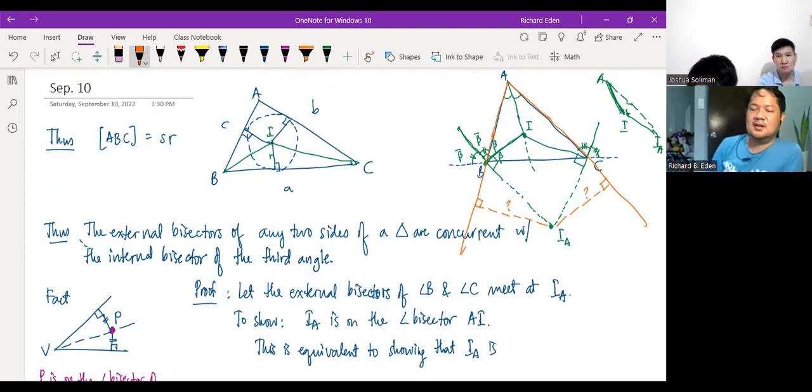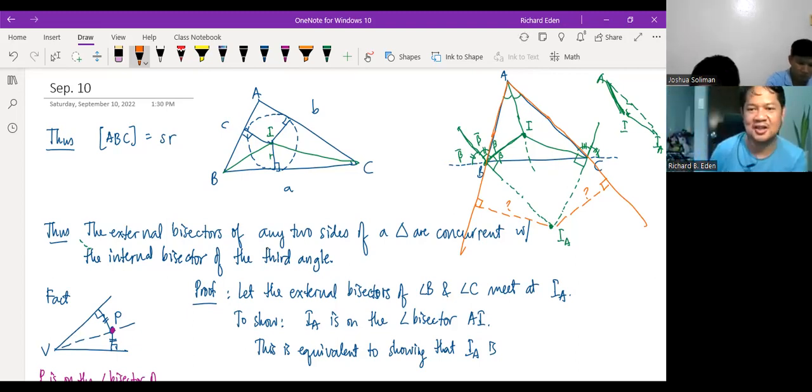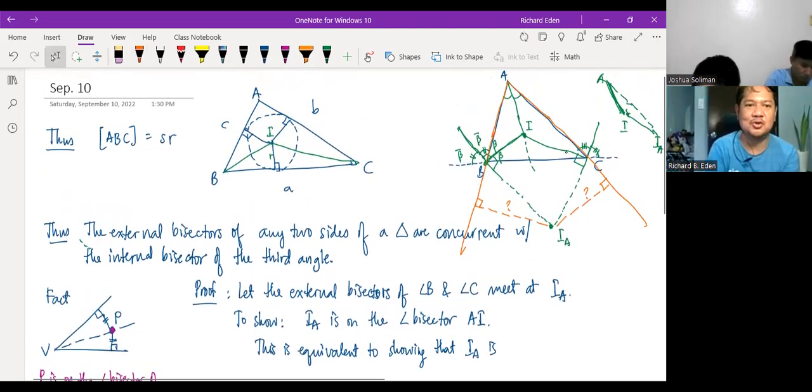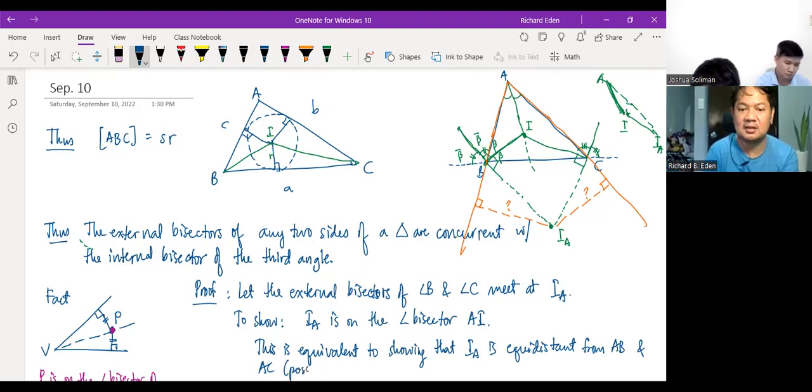Actually, if we know that IB, IA, and IC, IA are perpendicular, why are there two perpendiculars? Wait, they're not the same. Okay. I was just a bit confused. It depends on where the perpendicular is, so you have to be clear about the other side of the perpendicular angle. Okay, so this is equivalent to showing that I sub A is equidistant from AB and AC possibly extended.